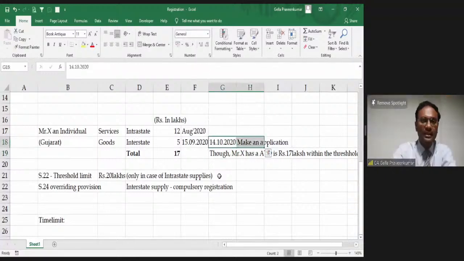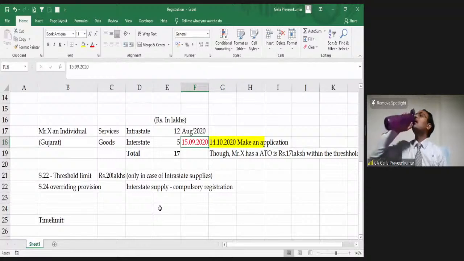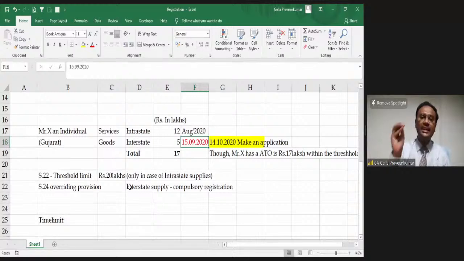So the law says 30 days from a triggering point. Now the triggering point for me here is 15th September 2020. The moment my triggering point is invoked, within 30 days, you need to apply for your registration. Now this is in case of a regular registration.